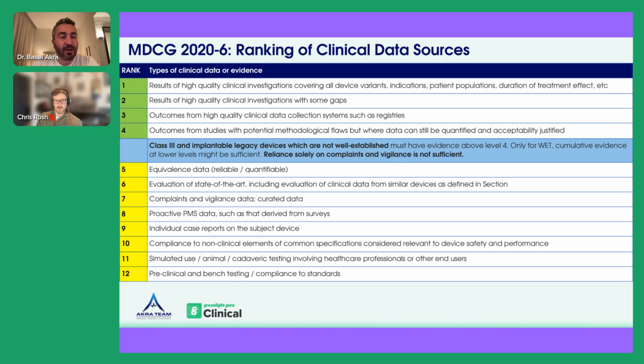Now, if you have a class 3 implantable device like a heart valve, which is not meeting the definition of a well-established technology, because a heart valve will hardly be able to fulfill those requirements which I showed you before, then you would need rank 1 to rank 4 data. But if you have a guide wire or a plate, you will be deemed a well-established or current clinical practice device, and then you will be able to justify lower rank clinical evidence to get to the market from MDD to MDR.